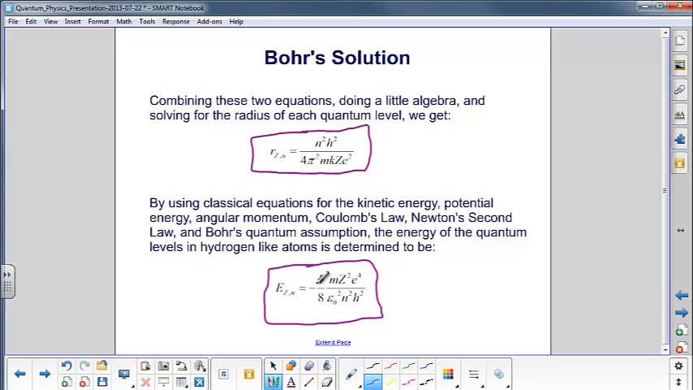And you've got this little negative here. Don't worry too much about that. That just means that this is an attractive force and the electrons stay connected to the nucleus.